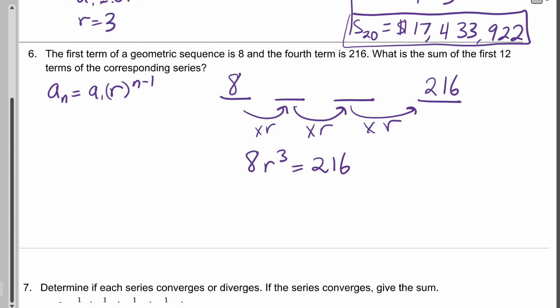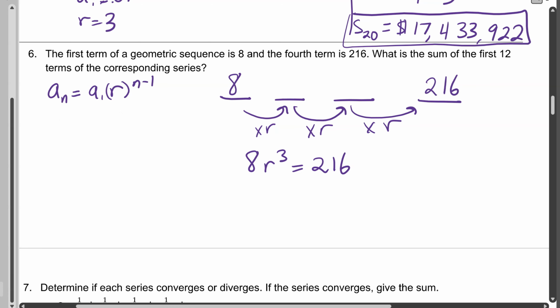Alternatively, if I use the explicit rule that we have on the left-hand side here, you can do the same thing where you say, okay, my nth term is 216, my first term is 8, I don't know what my common ratio is, right? So I'll leave that as r. But if 216 is the fourth term, then I'd plug in 4 for n. And notice that you actually do end up with the exact same equation. So there's many ways to interpret this. Pick one way and stick with it.